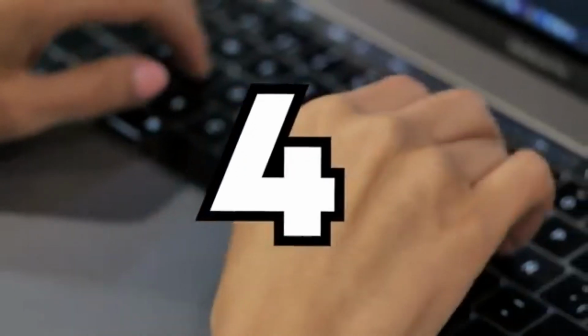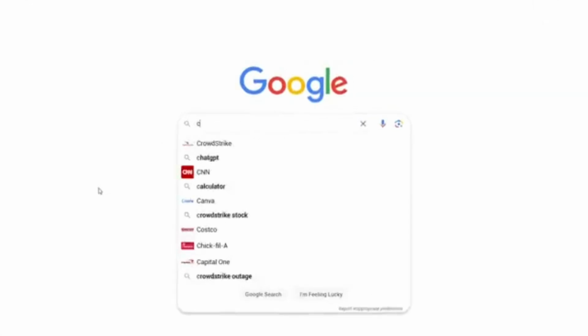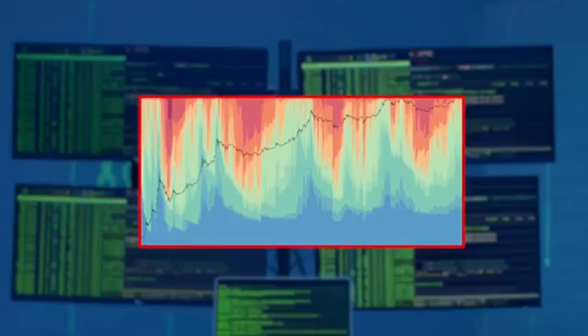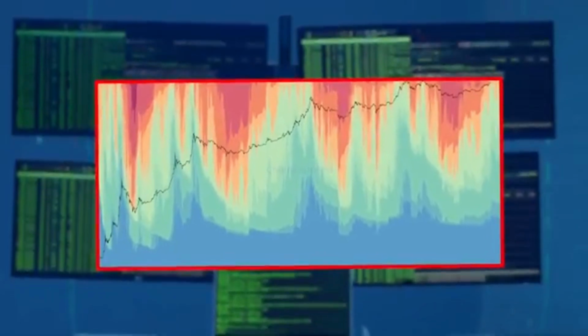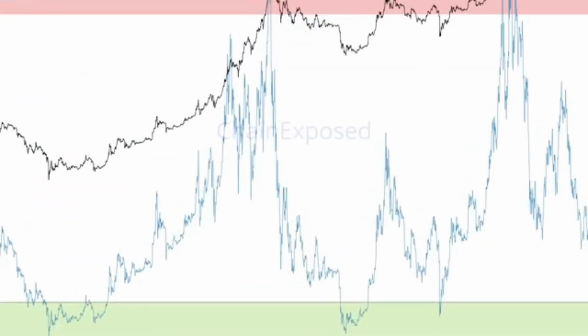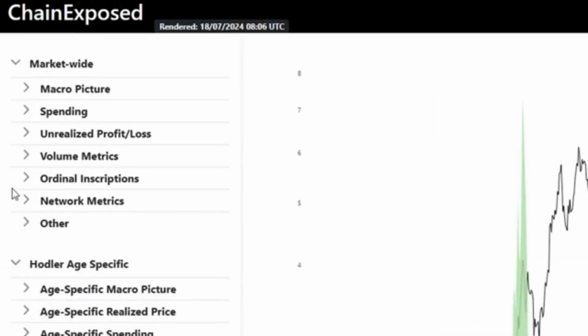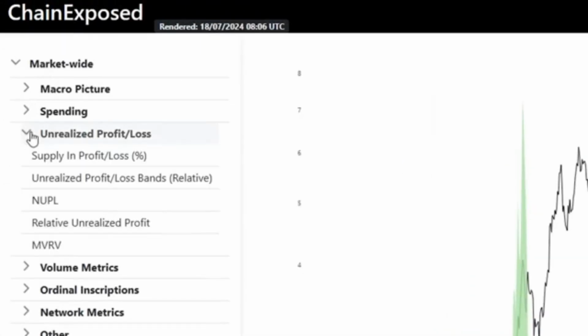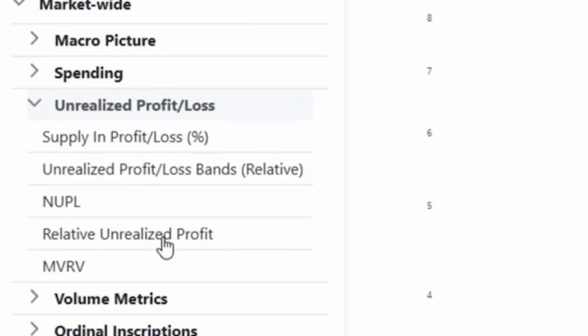The 4-step formula goes something like this. First, you're gonna go on a site called Chain Exposed. This is a data-driven site using real-time crypto data. The first step of the 4-step formula is one of my favorites. First, go to the left and click Unrealized Profit and Loss. Next, click Relative Unrealized Profit.